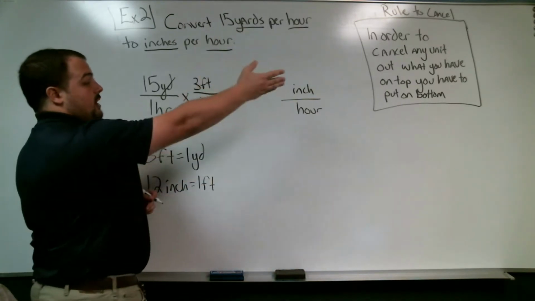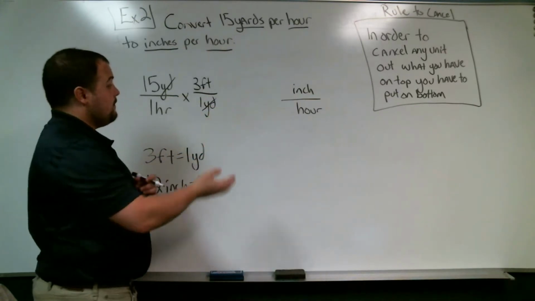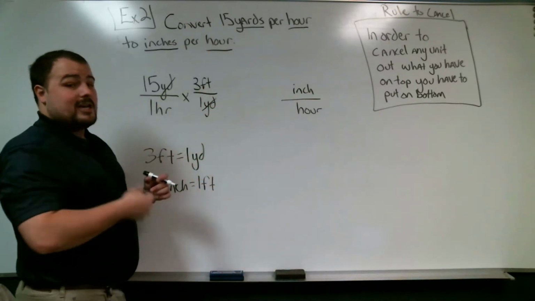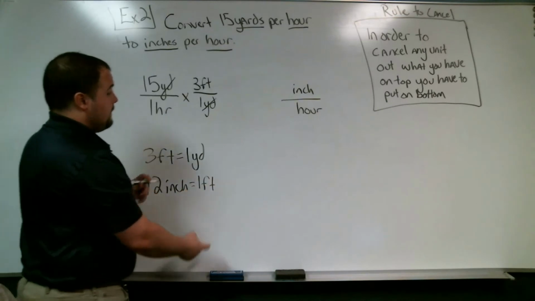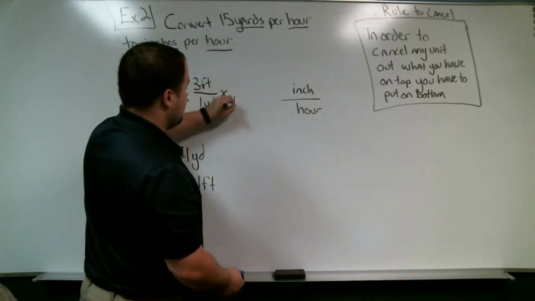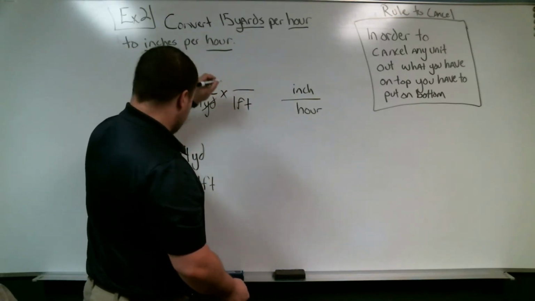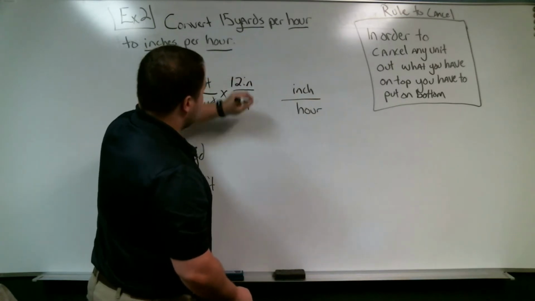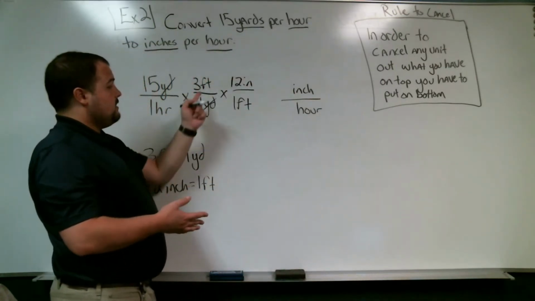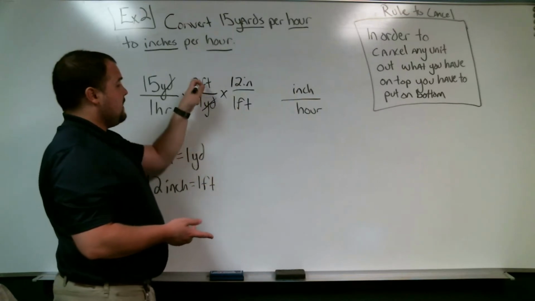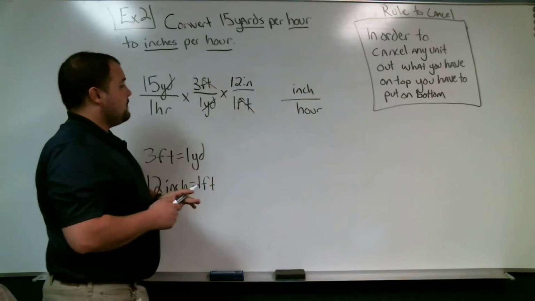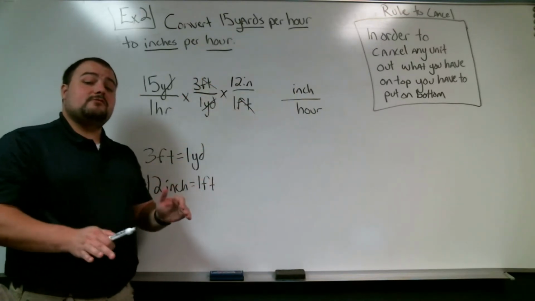And again, what we have on top, we have to put on bottom. Since we have feet on top and we want to cancel feet out, we need to put the feet on the bottom. So we're going to multiply it by 1 foot over 12 inches. And now we see that we have feet on top, feet on the bottom. These cancel out.